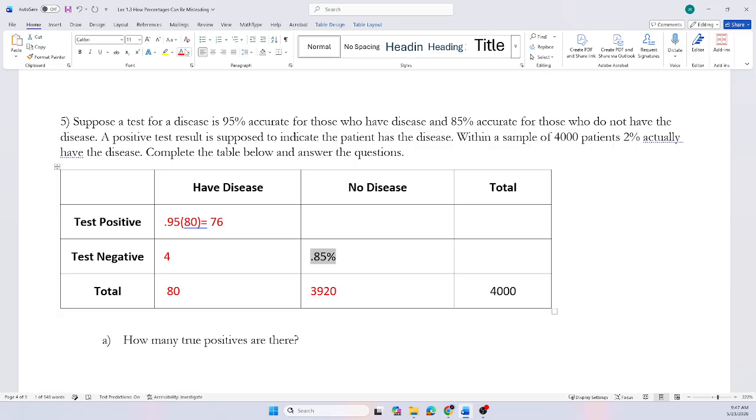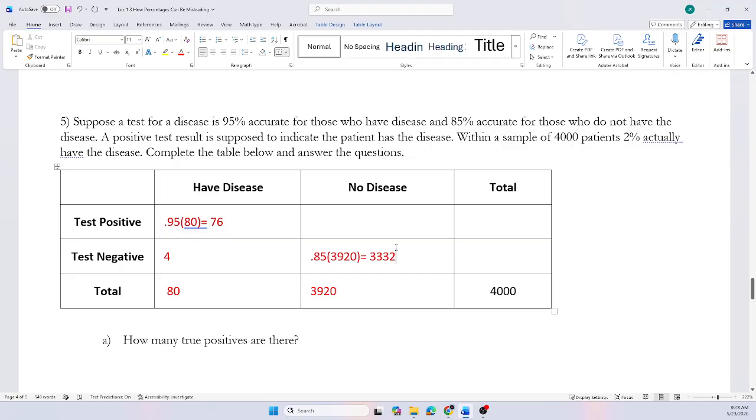So let's go ahead and run with that. It's 85% accurate, or 0.85. So 85% times 3,920. Let's see what that equals. Grab the calculator real quick. That's 3,332.